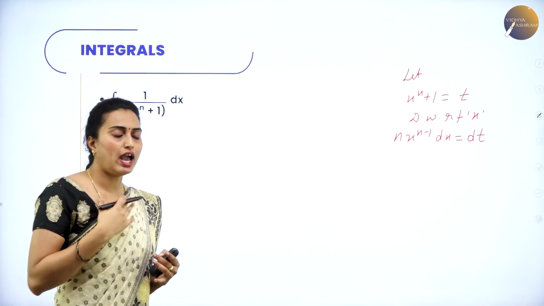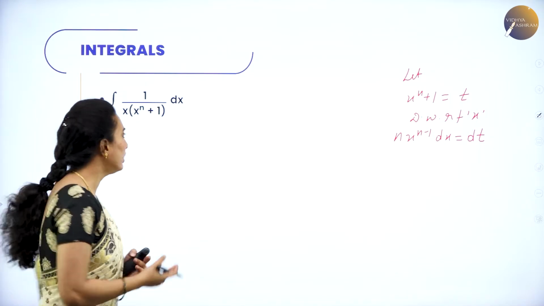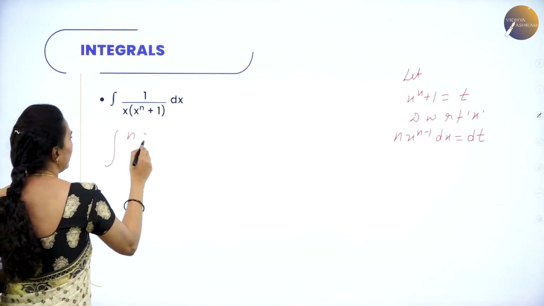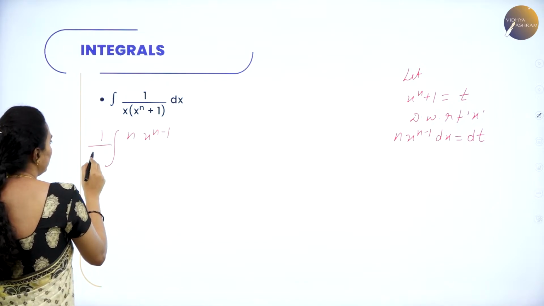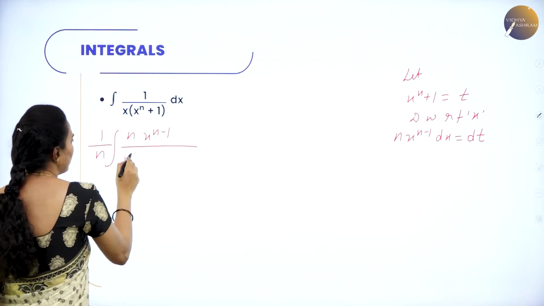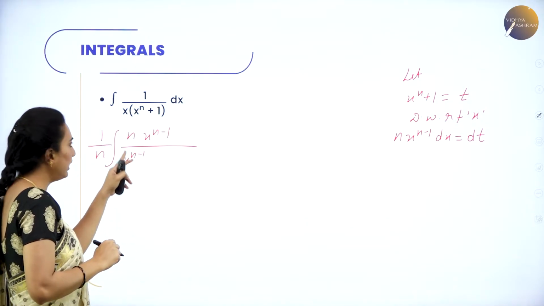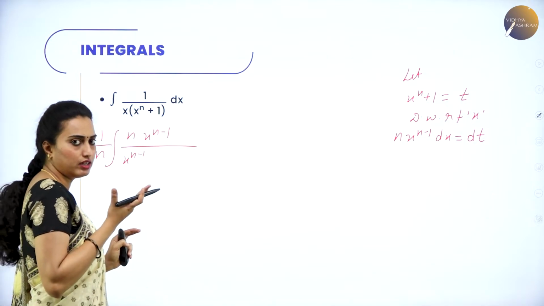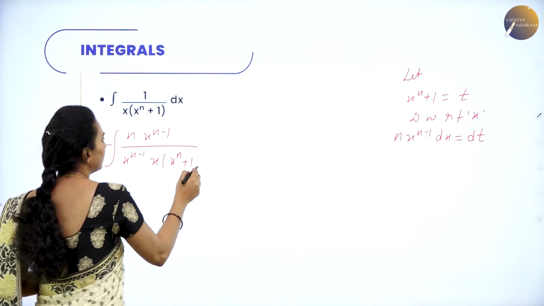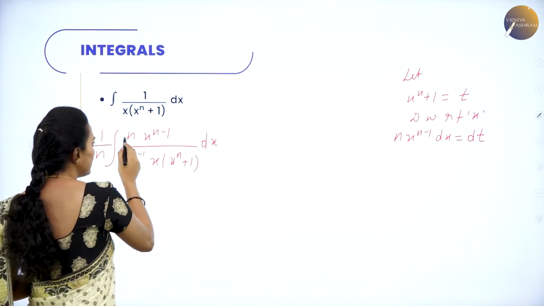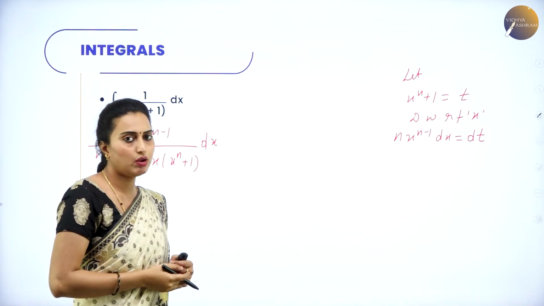So what I am going to do? I am going to multiply and divide n into x to the power of n minus 1. So if I multiply and divide n into x to the power of n minus 1, here again 1 divided by n into x to the power of n minus 1. I hope you are getting n into x to the power of n minus 1. I am dividing. Since n is a constant, I am removing it outside the integral. And remaining is here x into x to the power of n plus 1 into dx. Now you can substitute n into x to the power of n minus 1 into dx, which is nothing but dt.